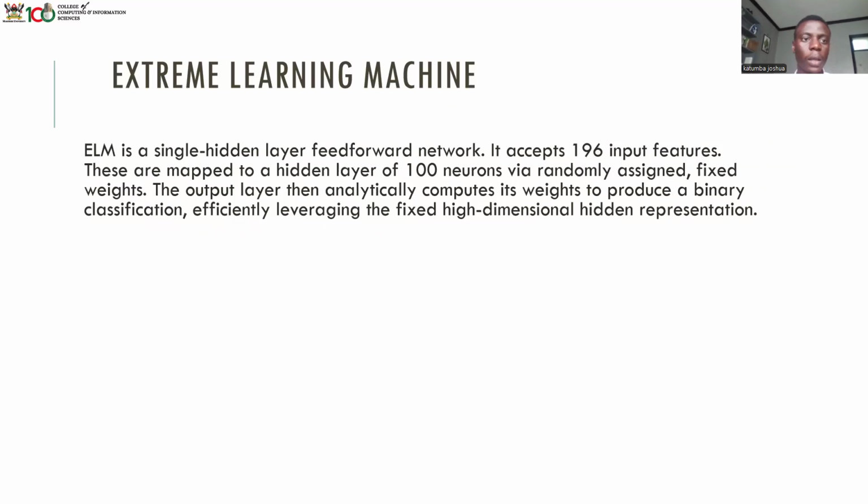Then the Extreme Learning Machine. This one was recommended by Dr. Galiwango. He told us that we should use this instead of any random forests. And for it, as I explained earlier, it maps the inputs onto a hidden layer. Now that layer can have over 100 neurons. After doing that, it randomly assigns fixed weights, and the output is then computed to produce a binary classification which leverages the fixed high-dimensional hidden representation.